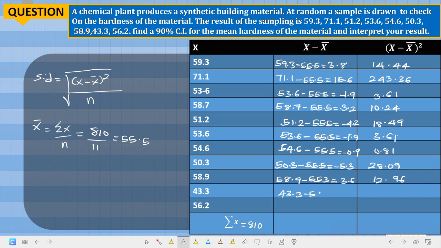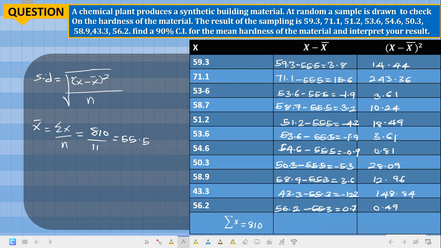43.3 minus 55.3. This will give us minus 12.2, and when you square this, it's going to give us 148.84. This is for 56.2 minus 55.3. This is equal to 0.7. 0.7 squared is what? 0.49. Now the next thing you are going to do is to look for the summation.